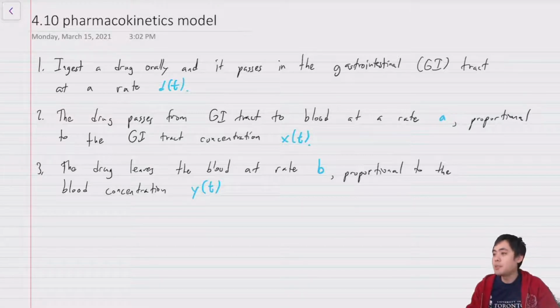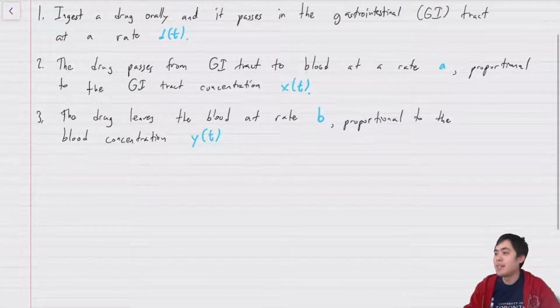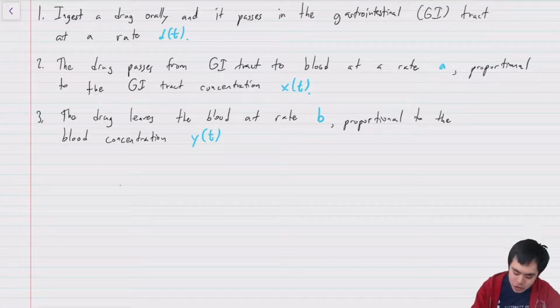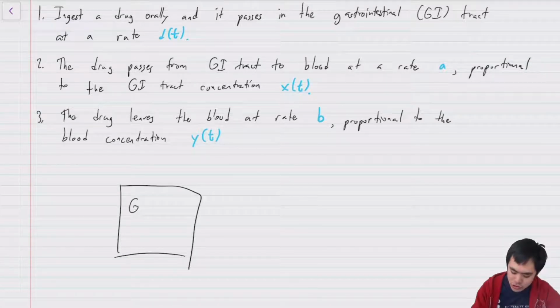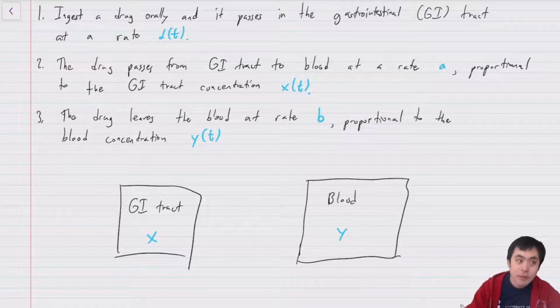Okay, and so what we have is a compartmentalized model. So this is similar to the difference equation models we saw in the first half of class, like the SIR model, except in this case we have different compartments, one corresponding to the GI tract. So this is the GI tract, and we have some amount X, and we have some other compartment. So this is the blood, and we have some amount Y. And so what comes into the GI tract? Well, we have d of t.